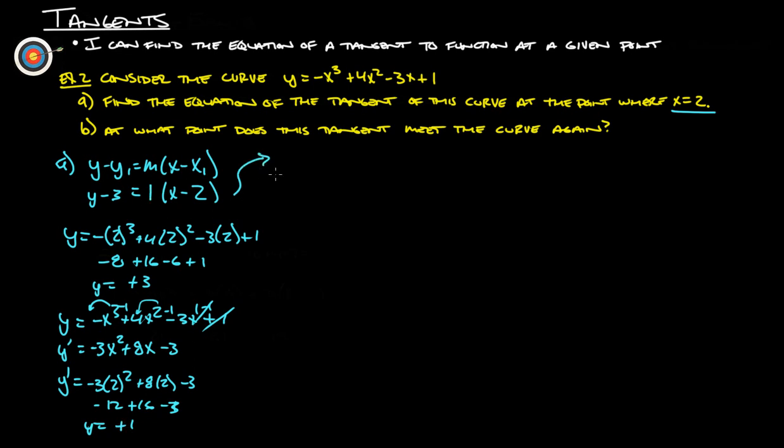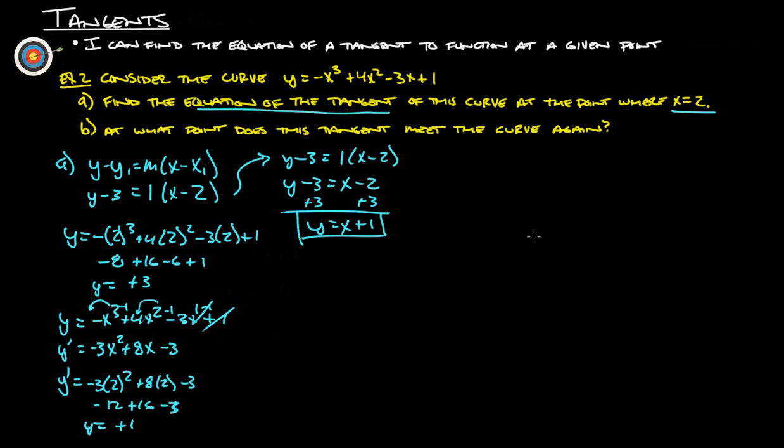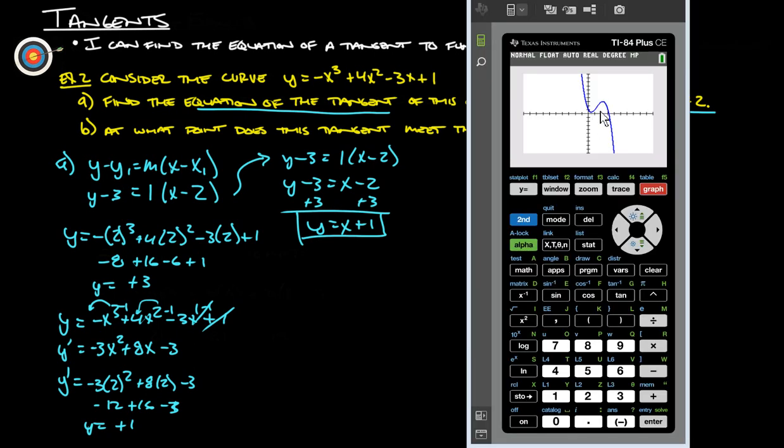So then now let's simplify this. We got y minus 3 equals 1 times x minus 2. So it's y minus 3 equals x minus 2. Add 3 to both sides, and we get y equals x plus 1 is the equation of the tangent at the point where x equals 2. Okay, so here's our graph. Looks like our tangent point is going to be about right there. So there's our tangent line right there.